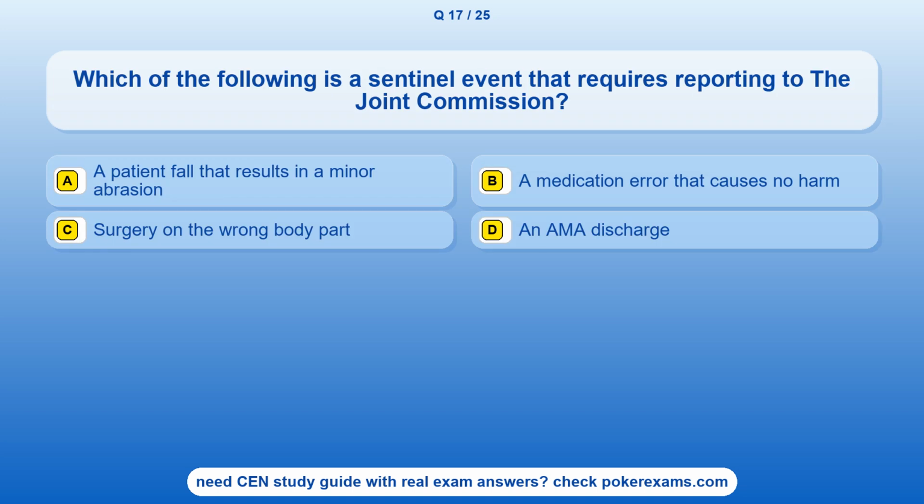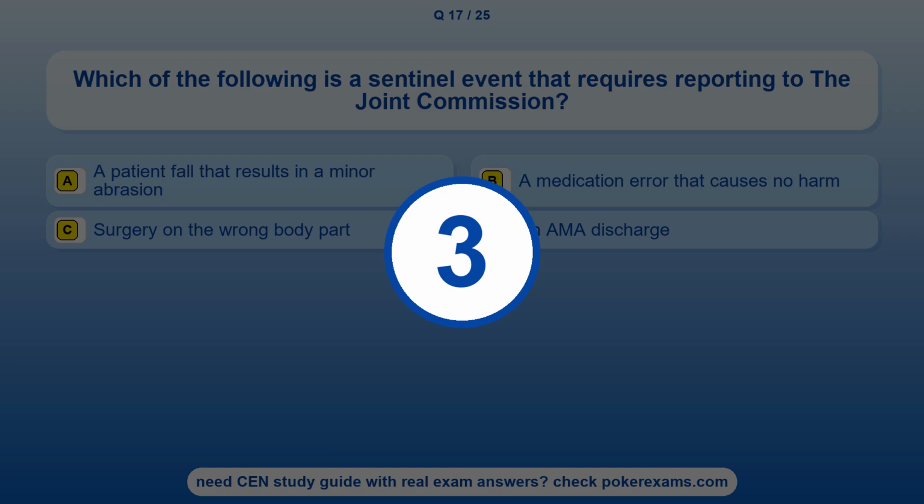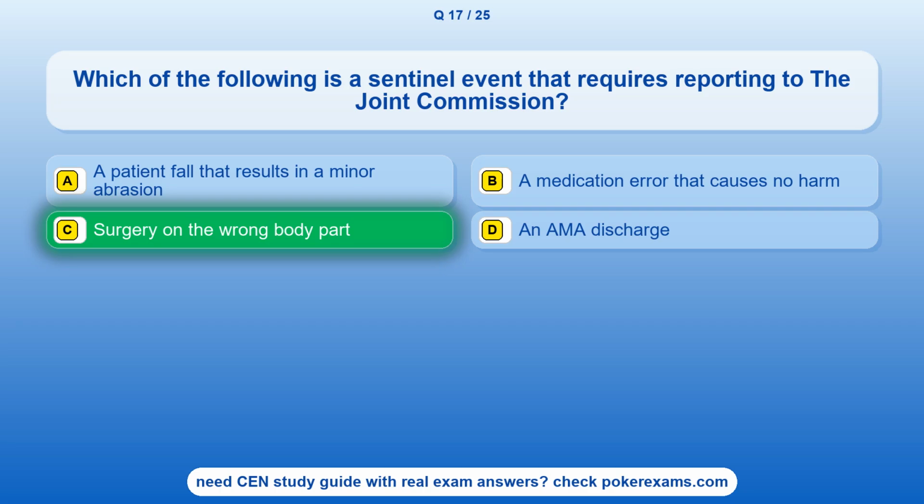Question 17. Which of the following is a sentinel event that requires reporting to the Joint Commission? Option A, a patient fall that results in a minor abrasion. Option B, a medication error that causes no harm. Option C, surgery on the wrong body part. Option D, an AMA discharge. The correct answer is option C, surgery on the wrong body part.